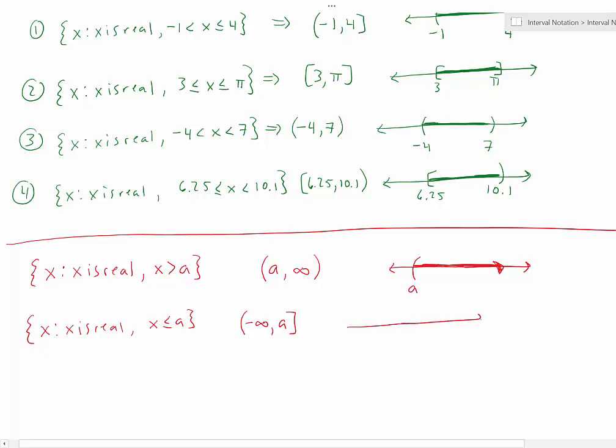So in a graph like this, it would look something more like, here is a, we're including it, and we go any number down there as far as we want to the left towards negative infinity.